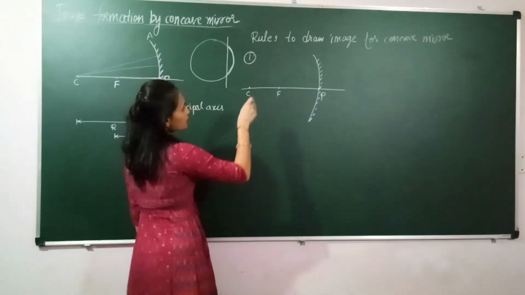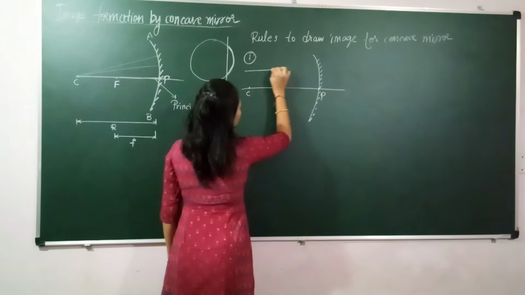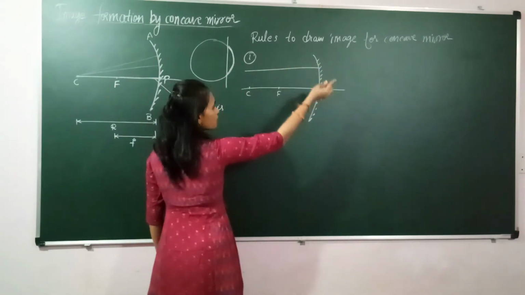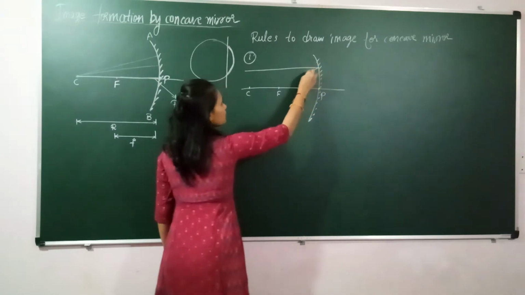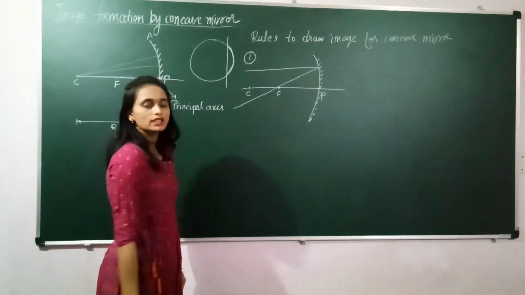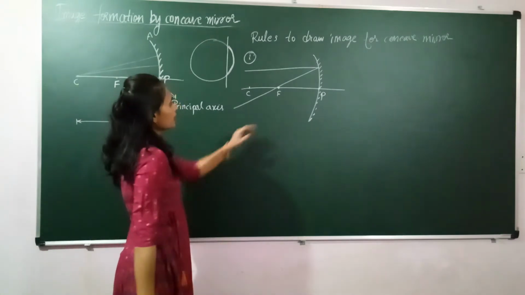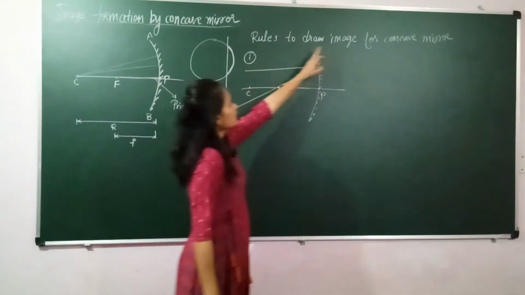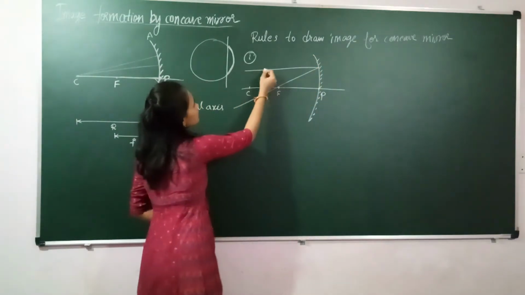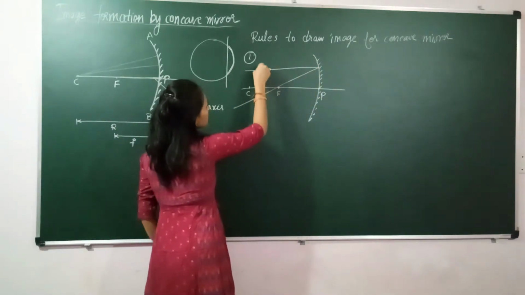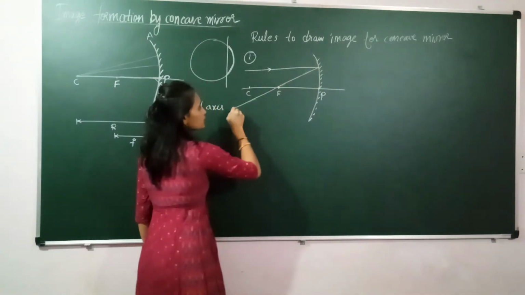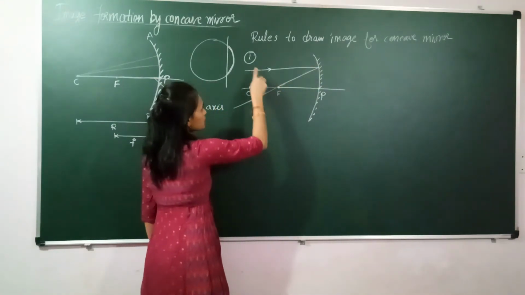The first rule says that whenever a ray of light is passing parallel to the principal axis, after reflection this ray will pass through the focus. So this is the first rule of the ray diagram to get the image for the concave mirror. In the first rule, this is our incident ray. This incident ray is parallel to the principal axis. After reflection it is passing through the focus. So this is the first rule.